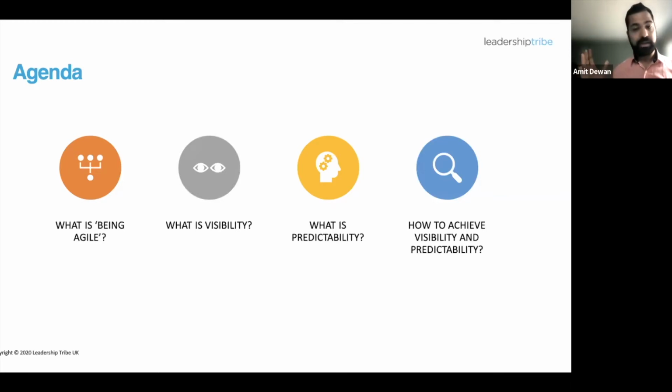Of course, there's no formula to this. There are multiple approaches to this, and every organization, every team looks at it differently. But we'll talk through some of the examples. We'll go through a case if the time allows us, depending on how much time allows us to go into greater detail or not. But we'll certainly touch upon that, how to achieve visibility and predictability.